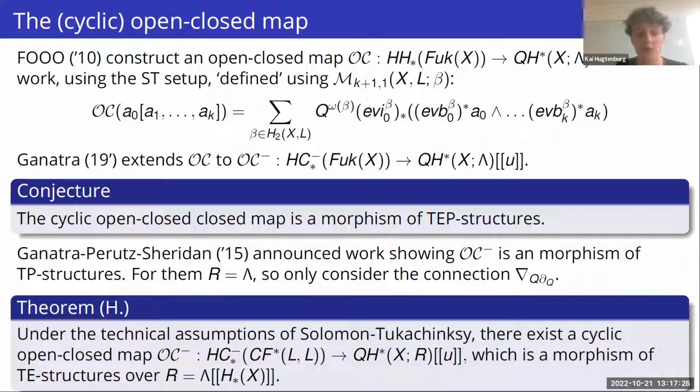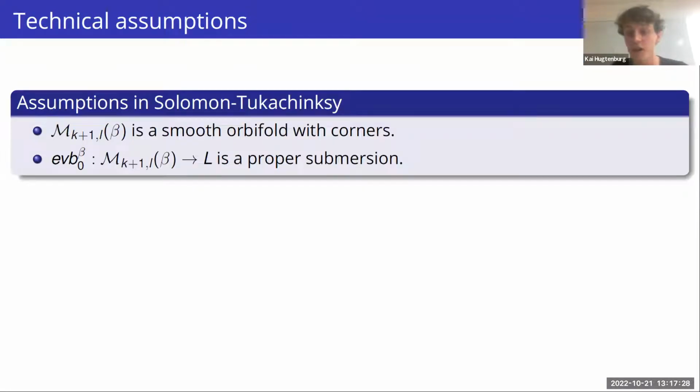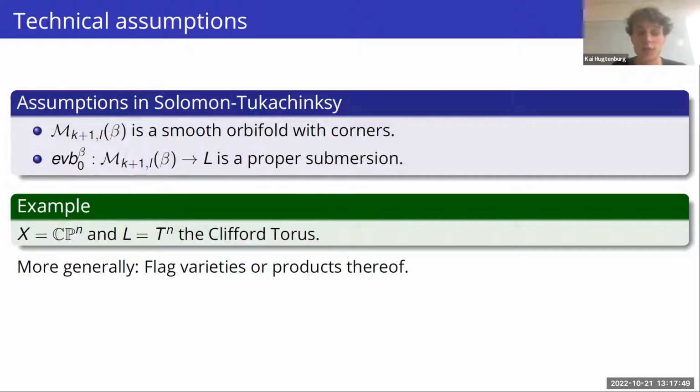Now, what is this technical setup? It is rather strict. So I need to assume that all the moduli spaces are smooth orbifolds with corners, and that the boundary evaluation map on the moduli space of disks is a proper submersion to L. Fortunately, this does hold in certain situations. The main example is when X is projective space and the Lagrangian is the Clifford torus. But more generally, this will work for flag varieties or their products.